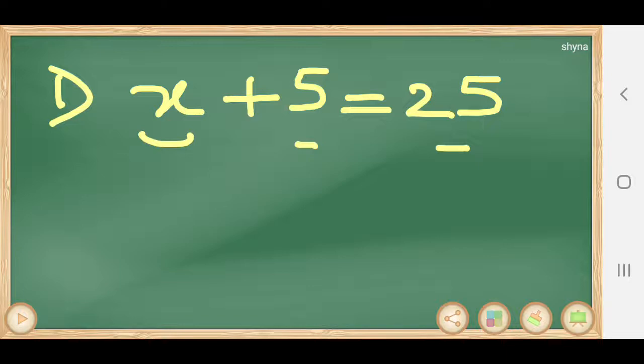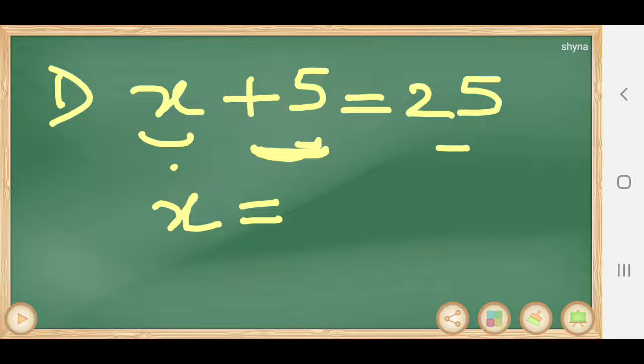LHS contains two terms. One is x, one is number 5. To solve this type of problem, we have to keep the variable on one side and numbers on the other side. So here x is the variable, let it be here in LHS. I am not changing x to RHS. Let it be in LHS itself. Now what I am going to do is transpose this 5. Now 5 is in LHS. I am transposing this 5 to RHS.